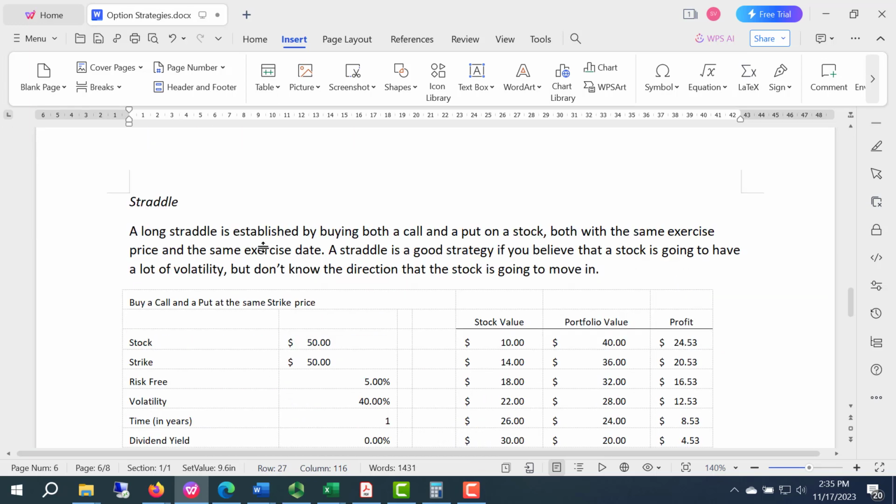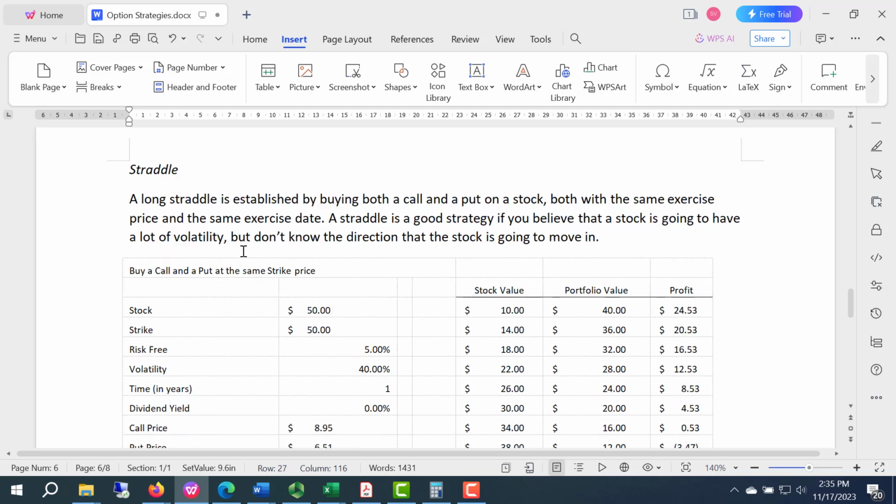A long straddle is established by buying both a call and a put on the stock with the same exercise price and the same exercise date. A straddle is a good strategy if you think that a stock's going to have a lot of volatility but don't know the direction the stock's moving in.